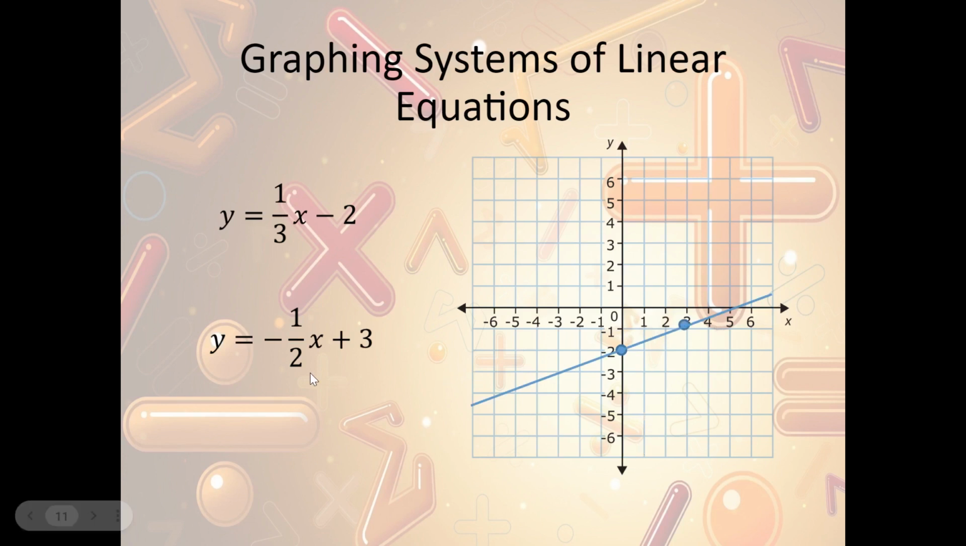Now we're just going to plot the second line on the same graph. My y-intercept for this one is 3. So I'm going to go up 3 and plot my point. And my slope is -1/2. So I'm going to go down 1, to the right 2. Connect the dots. And notice now I have a point where they intersect, which is right there. That is considered the solution to the system of equations.